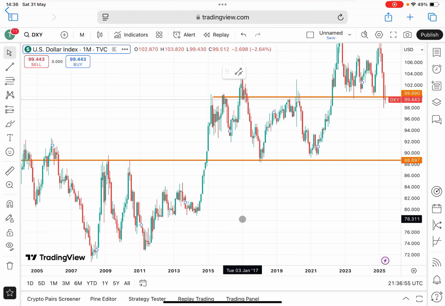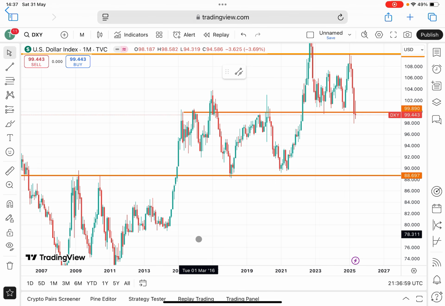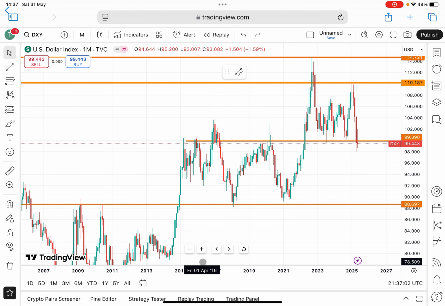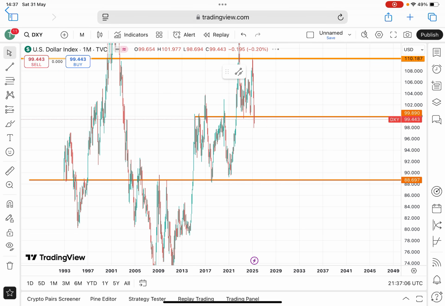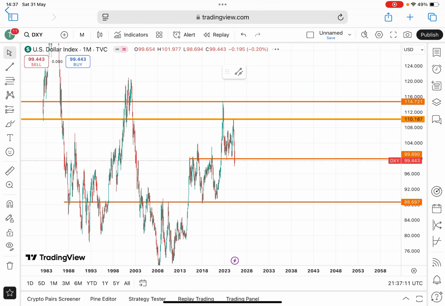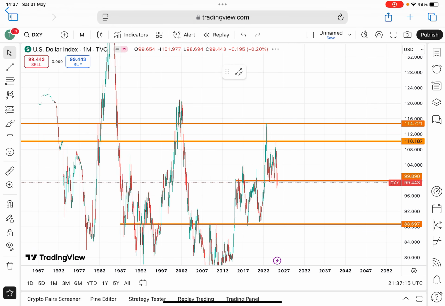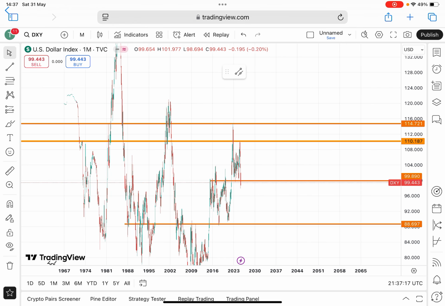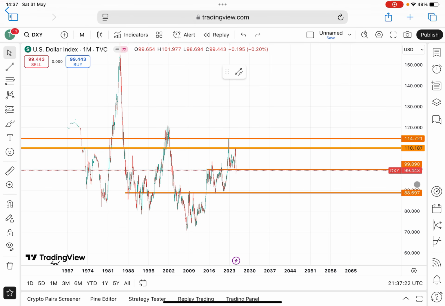As we can see on the monthly, DXY was on an uptrend. But if we zoom in, this is the powerful thing about checking on the computer, you can basically see the market view. If you zoom in like this, you can see the market was actually on a downtrend. Dollar has been on a downtrend since 1985.